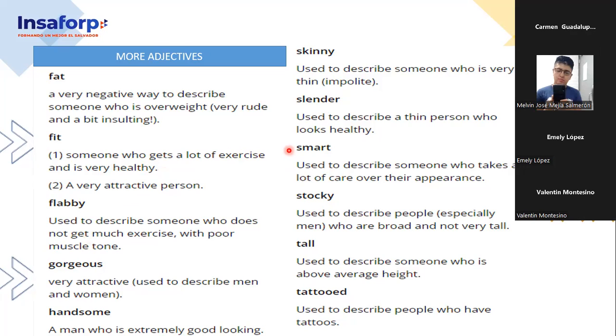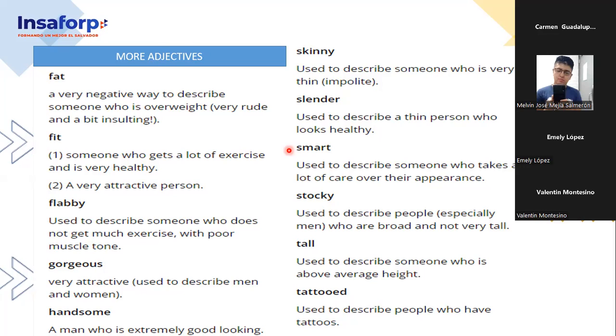Smart. Used to describe someone who takes a lot of care over their appearance. So smart can be used in two different contexts. Smart puede ser utilizado de dos formas. Cuando lo tomamos de adjective of appearance, podemos decir que es una persona que se cuida mucho. Like take a lot of care. Que se ve cómo me queda la camisa, si me queda bien, que si de repente está arrugada, que no me la pongo, like that, smart.